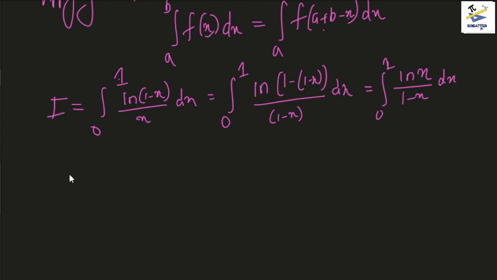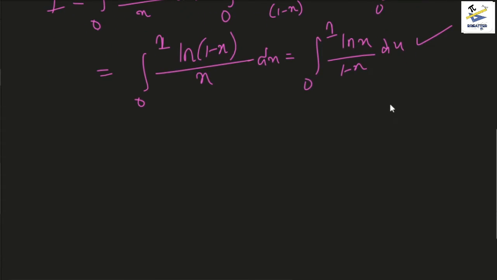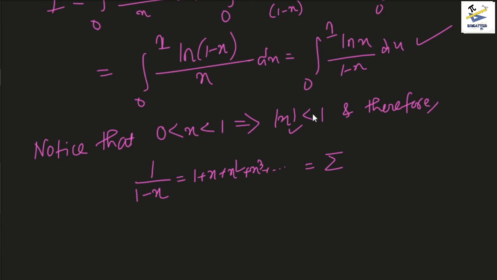So for this one, we have the following integral, which is the integral from 0 to 1 of log of 1 minus x by x dx, which was transformed into the integral from 0 to 1 of log of x by 1 minus x dx. Right? Now, notice that 0 less than x less than 1 also implies mod x less than 1, right? And therefore 1 by 1 minus x is basically equals to 1 plus x plus x square plus x cube and all the way up to infinity, which is the geometric series, which is only valid when mod x less than 1. And in this integration region 0 to 1, it directly implies that mod x less than 1 is also true. So this can be written as the sum from n equals 0 to infinity of x to the power n. Okay.